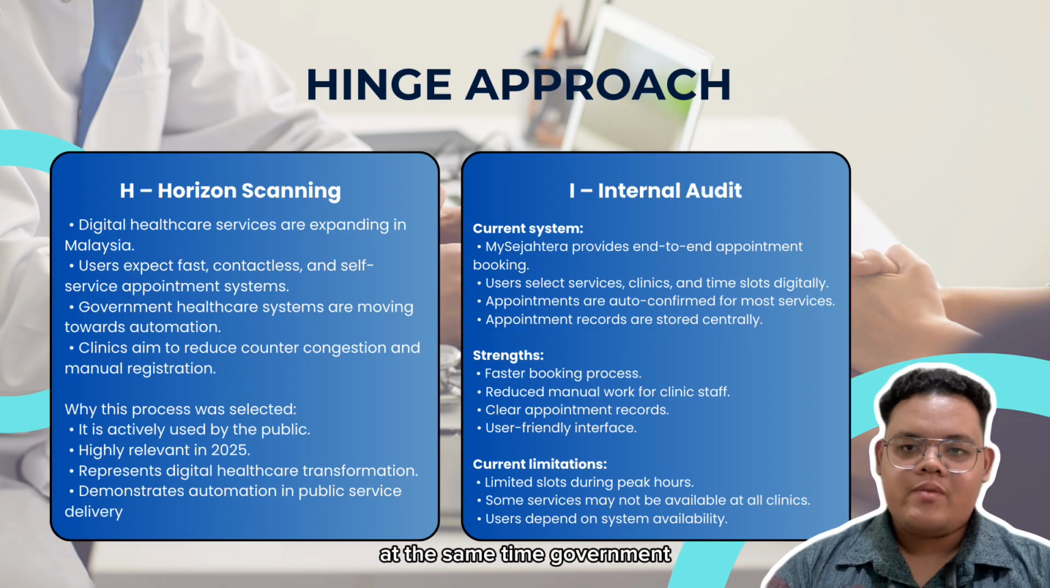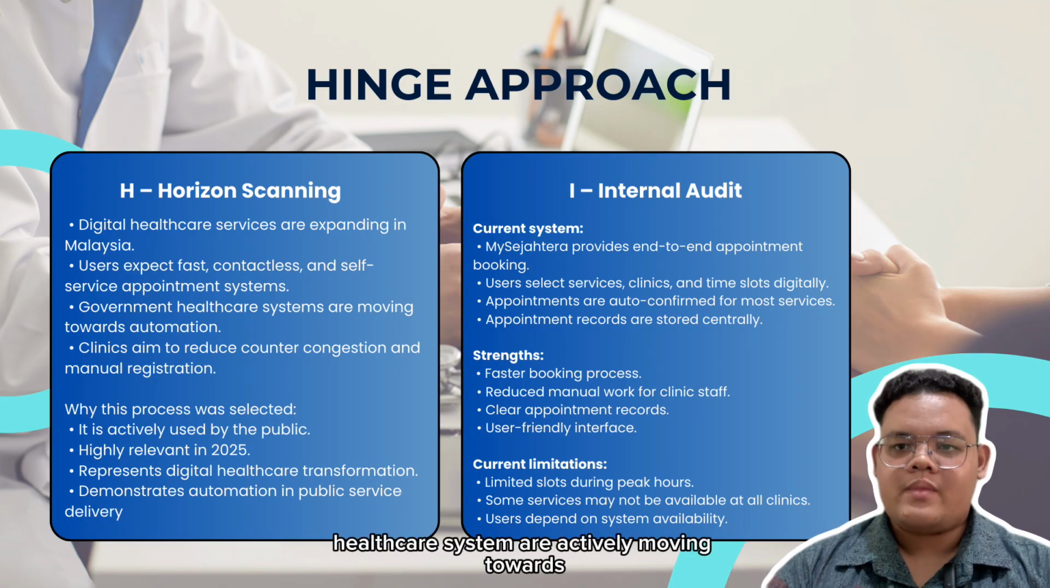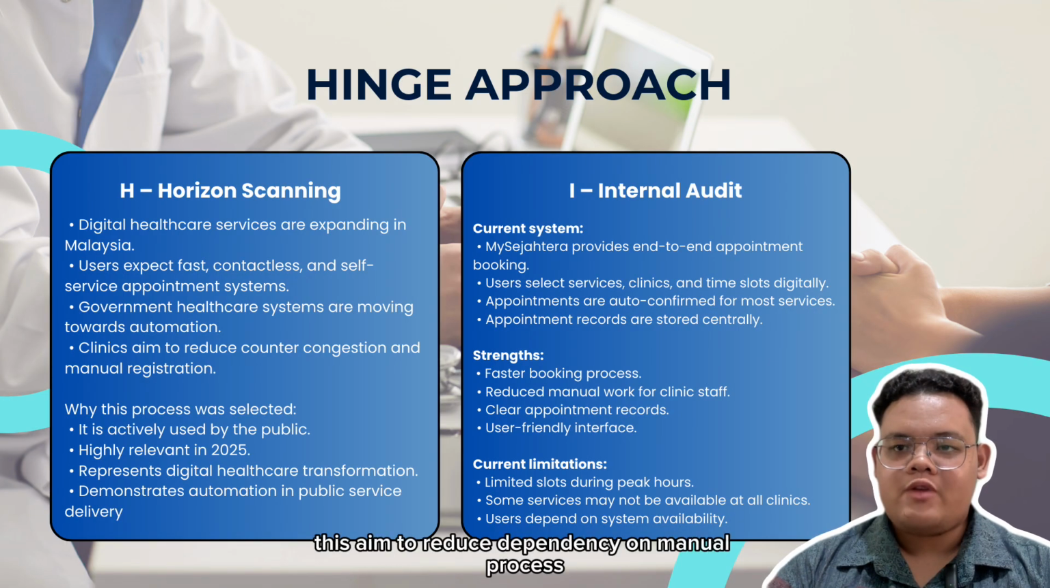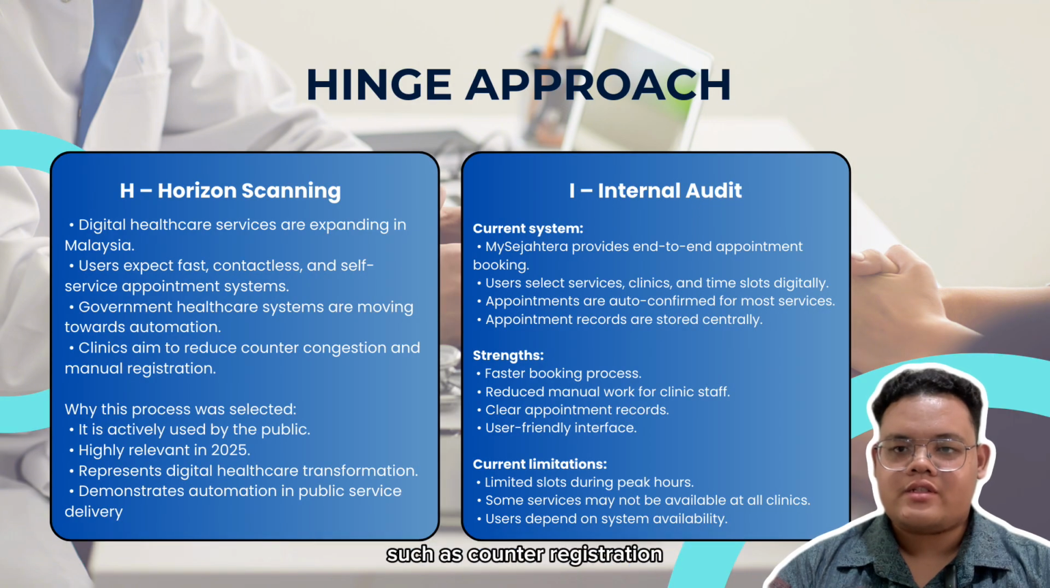At the same time, government healthcare systems are actively moving toward automation and digital efficiency. This aims to reduce dependency on manual processes such as counter registration, paper record, and walk-in scheduling. Automation also helps improve service delivery by reducing human error, saving time and ensuring better coordination between clinic and patient.